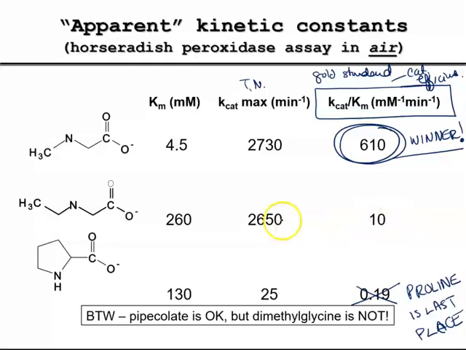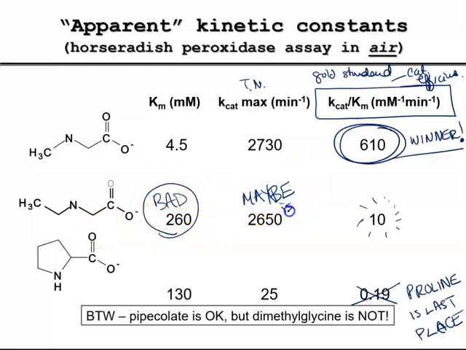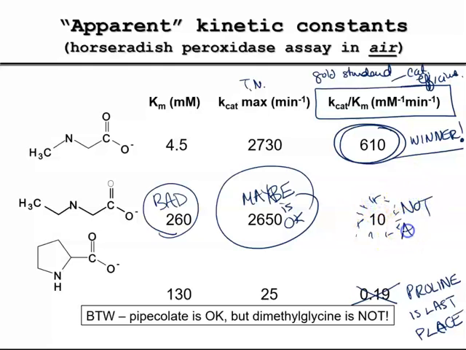And then we have here our N-ethylglycine, which, wow, we went from looking only at the Km, we'd say that this is bad. And then, oh, well, maybe N-ethylglycine is an okay substrate. And then when we look at the catalytic efficiency, we get a clear picture. We say, it's not awesome.